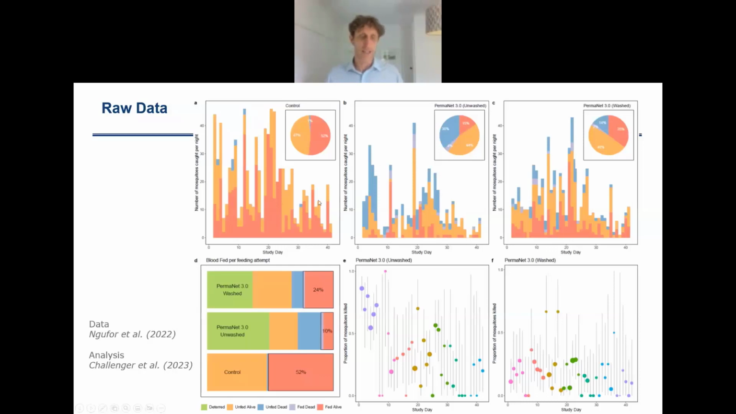And you can see from the control hut, first of all, looking at the force of infection is huge. Some people are bitten over 30 times. So this is the number of mosquitoes that come in a hut per night, and how many of those are actually successfully blood fed through the bed net. This is a control, so this is no insecticide on that net. But you can see the force of infection in this area is huge.